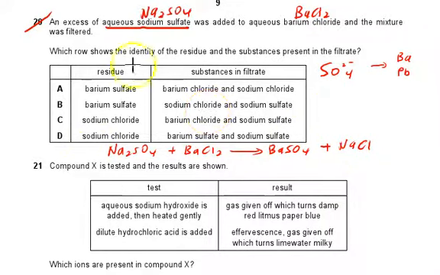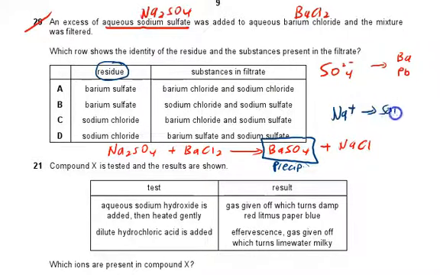So only the barium sulfate will form a precipitate. Okay, they will form a precipitate which will be the residue. And anything that has sodium is all soluble. It means sodium sulfate is soluble, sodium chloride is also soluble. So in your filtrate is the... okay, let me explain to you.